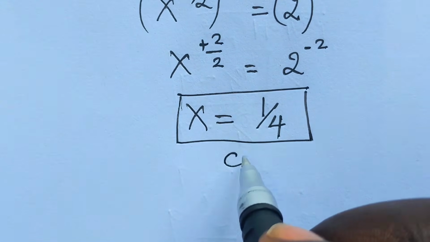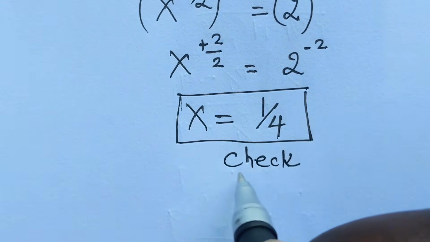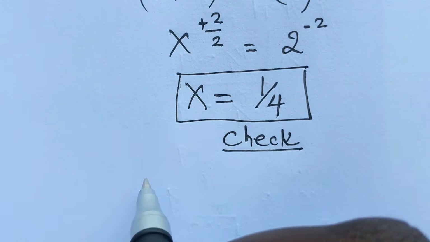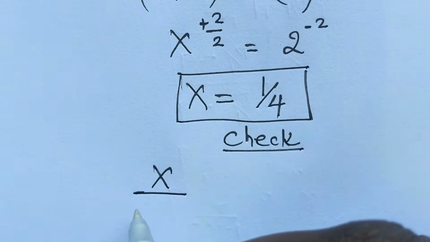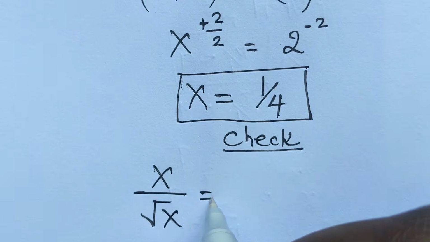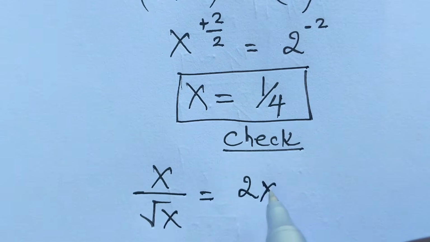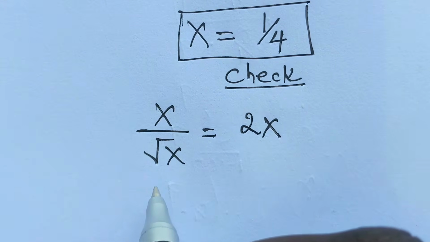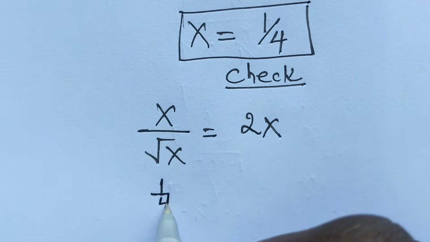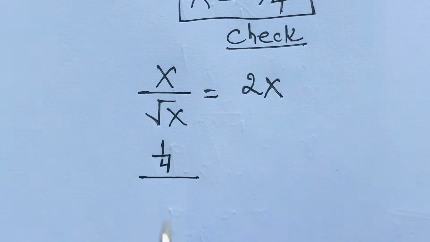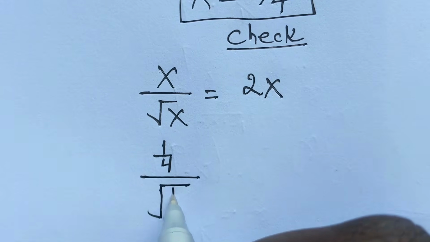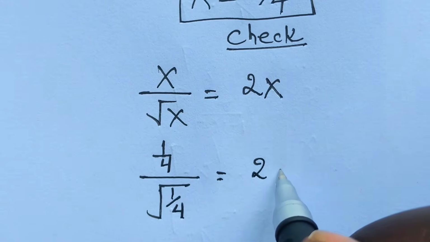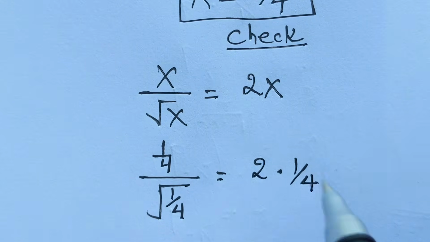As we know, we have to check if the answer that we have got is correct, because we have been given x over square root of x equals 2x. So that you shall write this as 1 over 4 over square root of 1 over 4 equals 2 times 1 over 4.